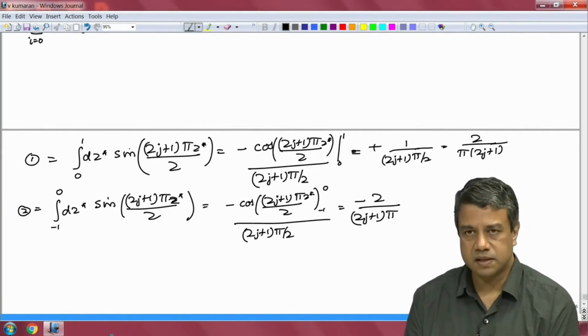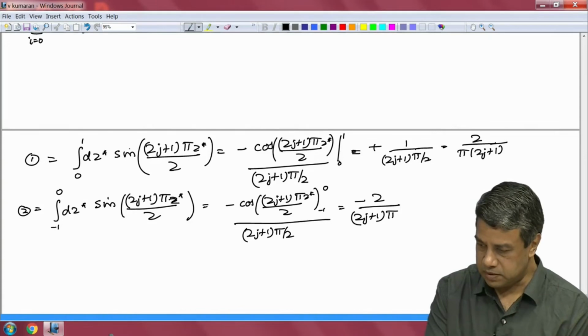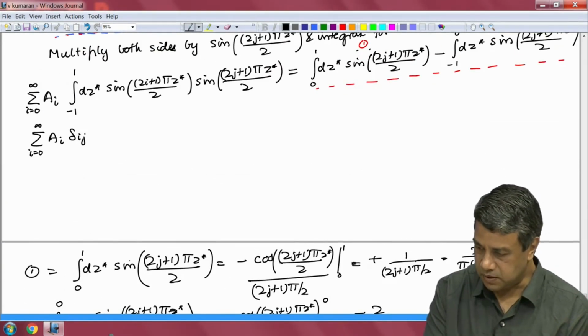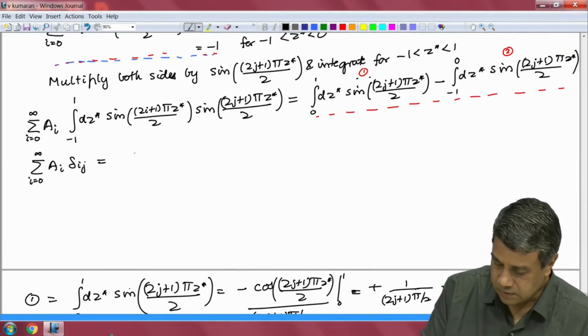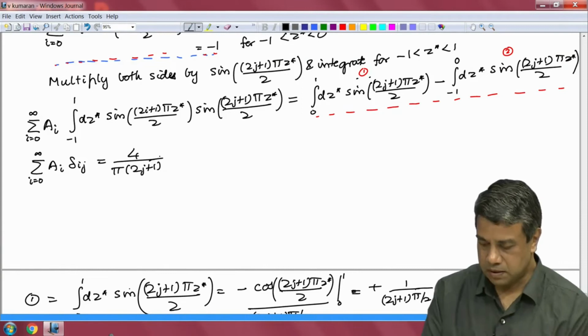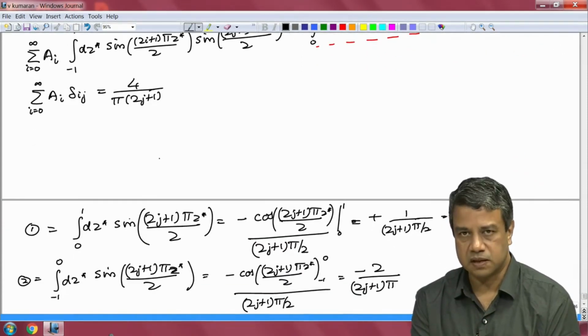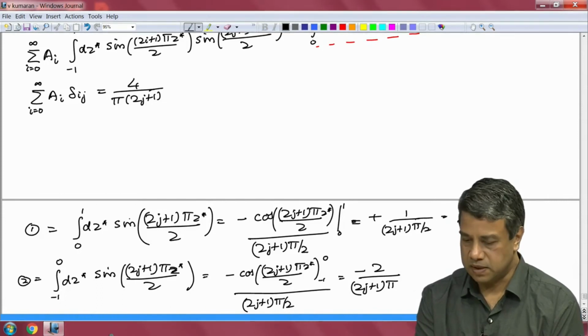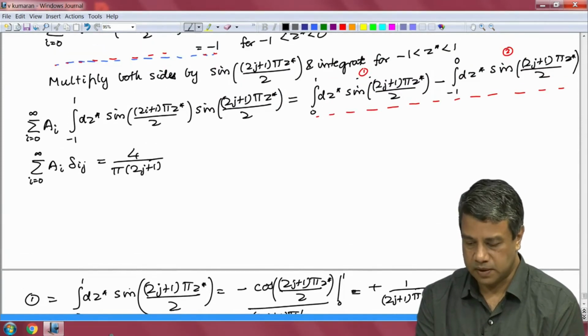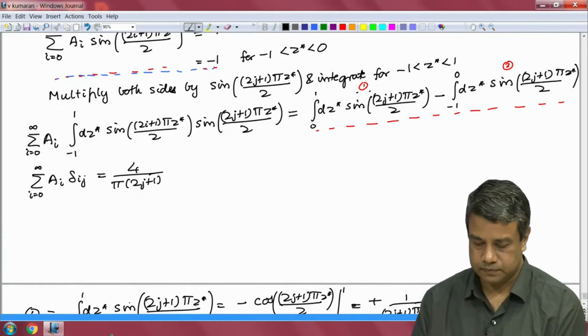And the right side is equal to 1 minus 2. So, I get the right side is equal to 1 minus 2, which is equal to 4 by pi into 2j plus 1. Because 1 is positive, 2 is negative. When I take 1 minus 2, I just get 2 times that, 4 by 2j plus 1.